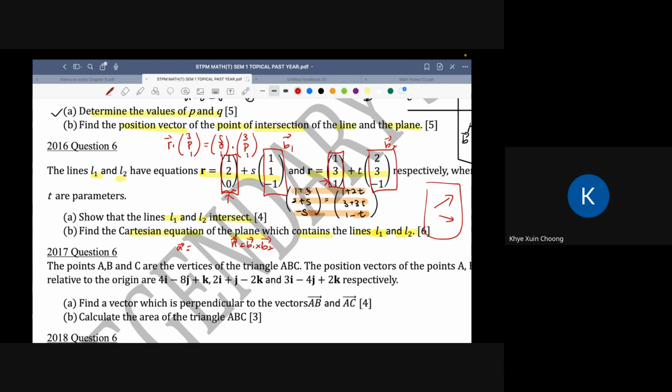Since these two lines all lie on the plane, any point on the line you can also use as the position vector. So this one is the position vector of line one, so it can also be used as the position vector of the plane. So if you have A and N, you can use r dot n equals a dot n. The r, you just expand it as x, y, z, then you dot it out, and you will get the Cartesian equation.